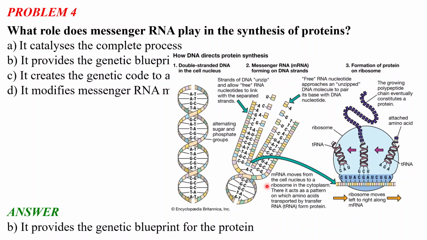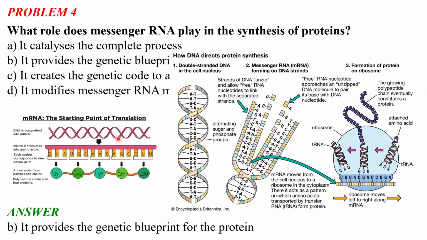The mRNA moves from the cell nucleus to the ribosome in the cytoplasm and acts as a pattern on which the amino acids transported by the transfer RNA, or tRNA, form the protein. The ribosome moves from left to right along the mRNA, and the polypeptide chain forms. The growing polypeptide is the attached amino acids through tRNA, and it eventually constitutes the complete protein. So that is how DNA-directed protein synthesis happens.